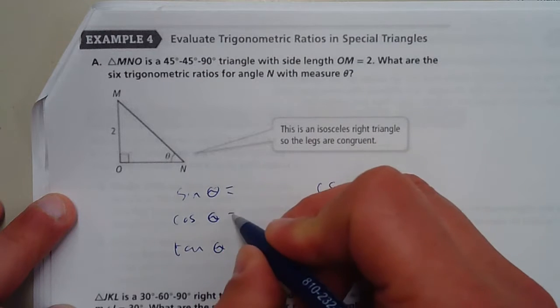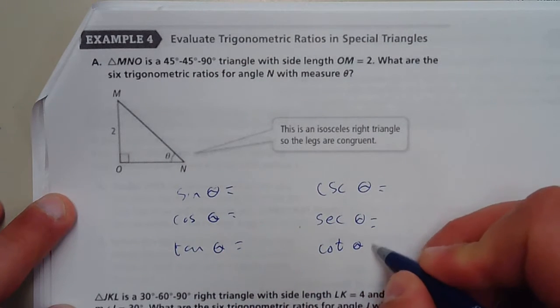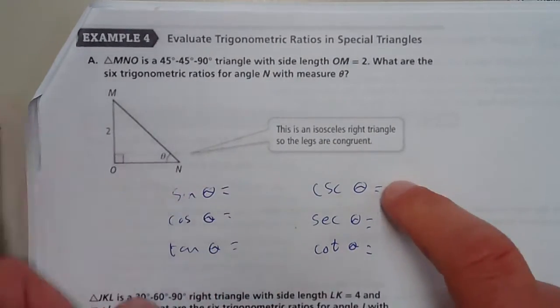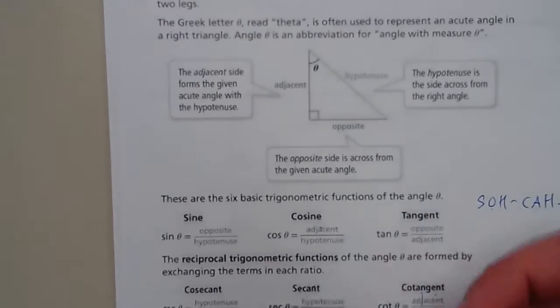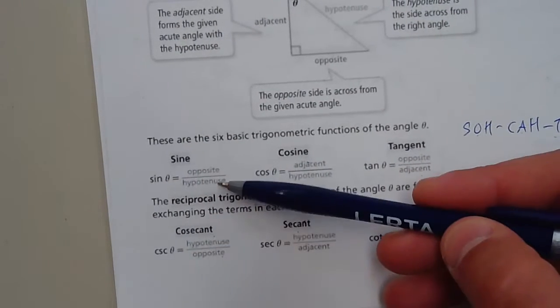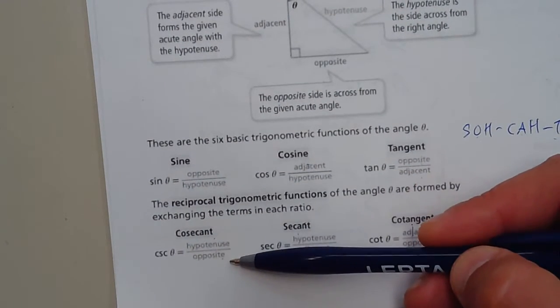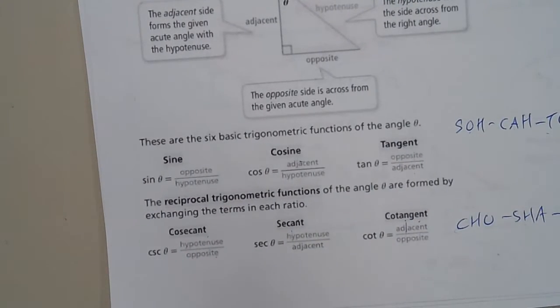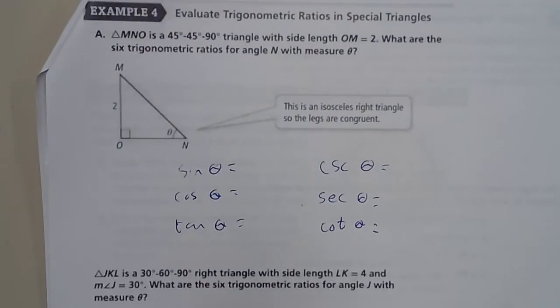And I always write them in that order, just because that's the order of which ones are the reciprocal functions. So just to recap that real quick. Each of these has a reciprocal function. Sine with cosecant is just opposite over hypotenuse versus hypotenuse over opposite. Cosine with secant, tangent with cotangent. So those reciprocal functions give you an easy way: once you find one function, you can then write the reciprocal one.